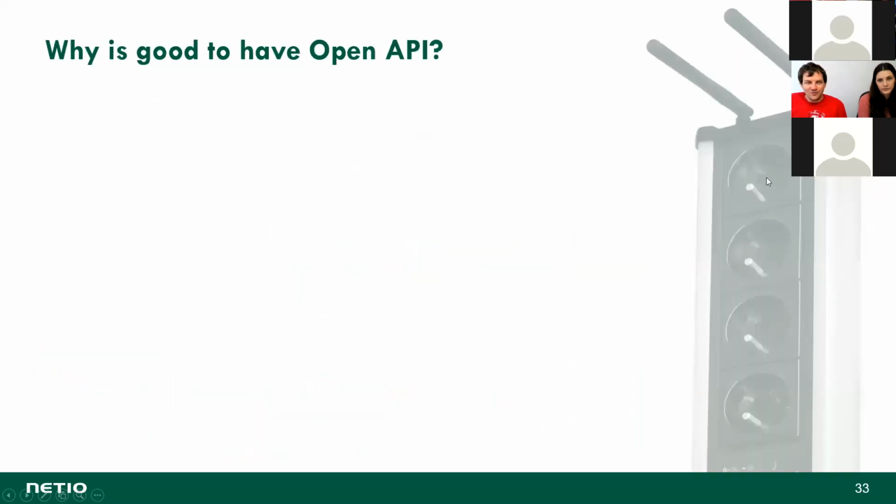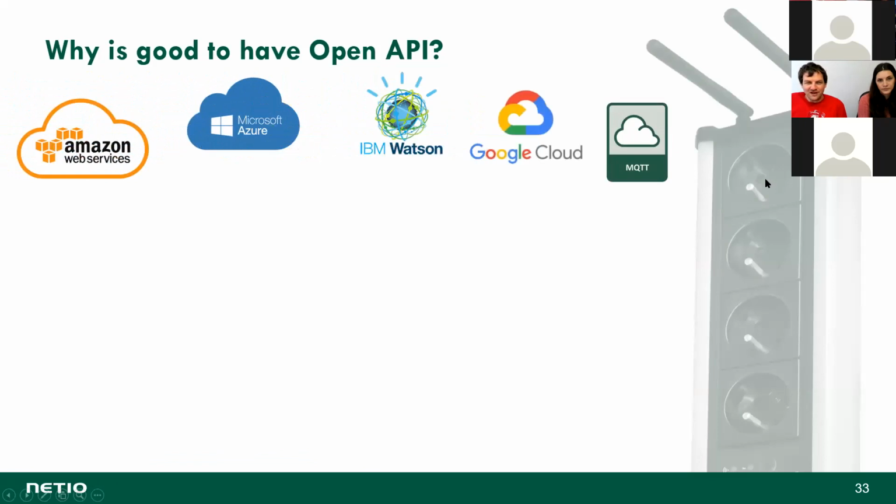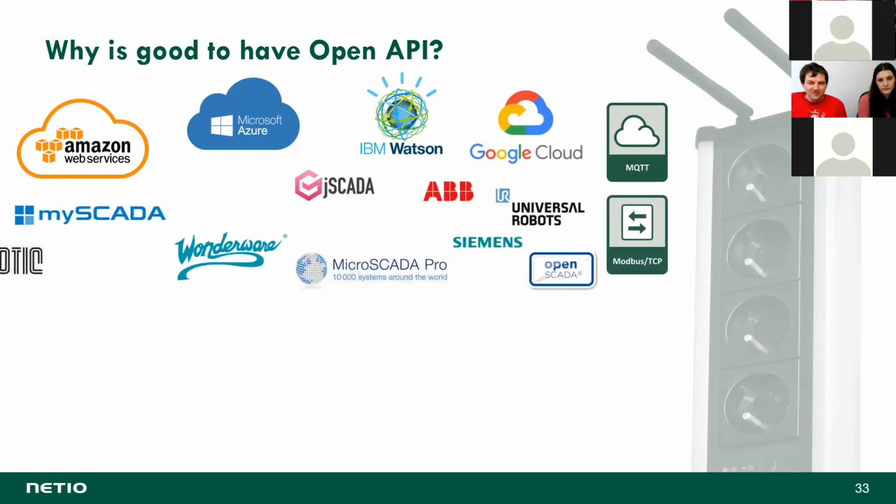Okay, why is it good to have so many open APIs? Because each protocol is good for different applications. MQTT is brilliant for applications in the cloud, but only for cloud-oriented applications. It's not good for your local communication inside the building. If you are in industry, Modbus is there. Modbus TCP is a protocol from 1978.